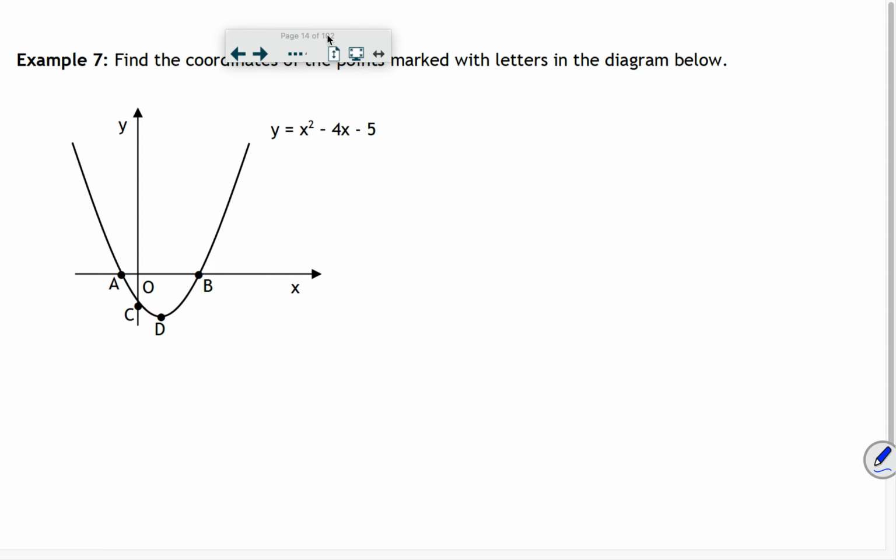Let's look at example 7 then. Example 7 says, find the coordinates of the points marked with letters in the diagram below. So I want to find the coordinates of A, B, C, and D. Okay? So in order to find this out, A and B are on the x-axis. You know that lines cross the x-axis when the y is 0. Let's do that. So I can say curve or lines, doesn't matter.